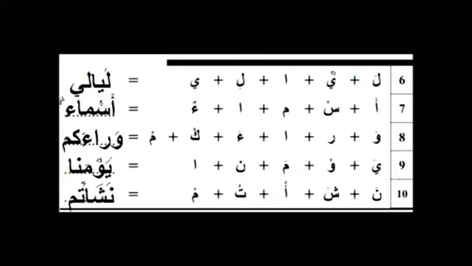9th row. Yawmuna. Remember we said the waw when it's preceded by a fatha and has a sukoon makes the sound aw. Yawmuna. Written as you can see, so check your answers. And the 10th row, the last row.